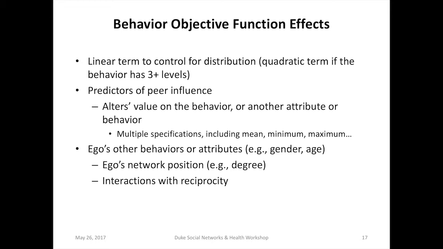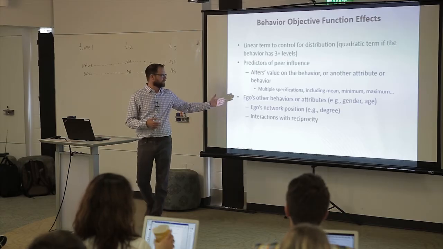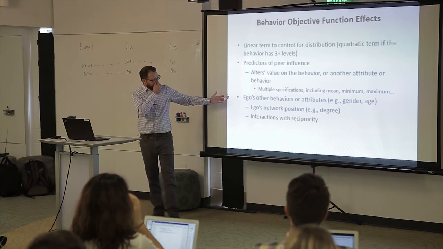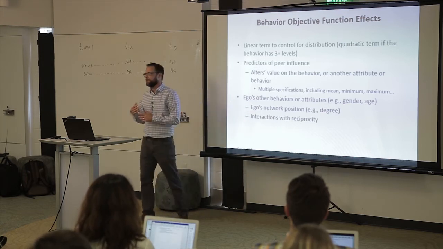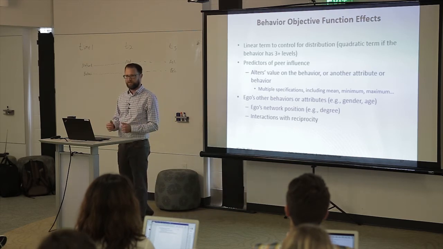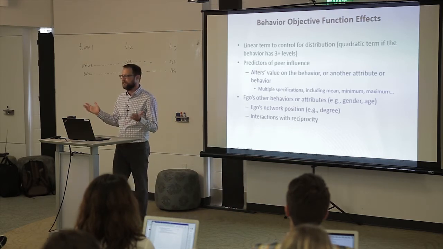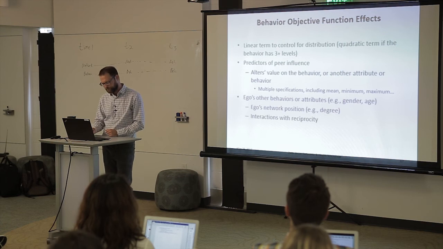We can control for whether ties are reciprocated and how that affects the behavior. We can also control for other behaviors or attributes of ego. So in predicting something like a health outcome, we'd want to control for socioeconomic status, maybe age and race, and a few other things, just like traditional linear models.